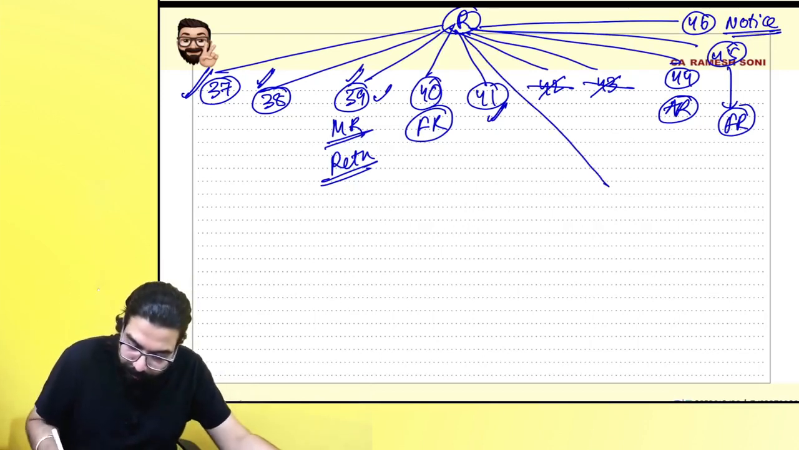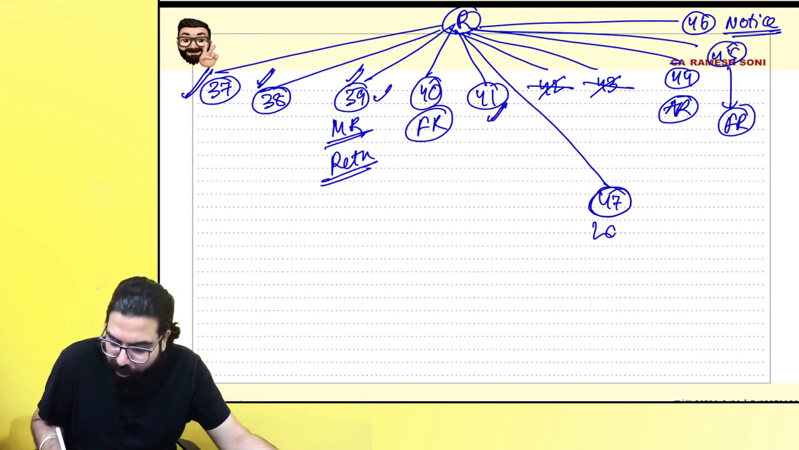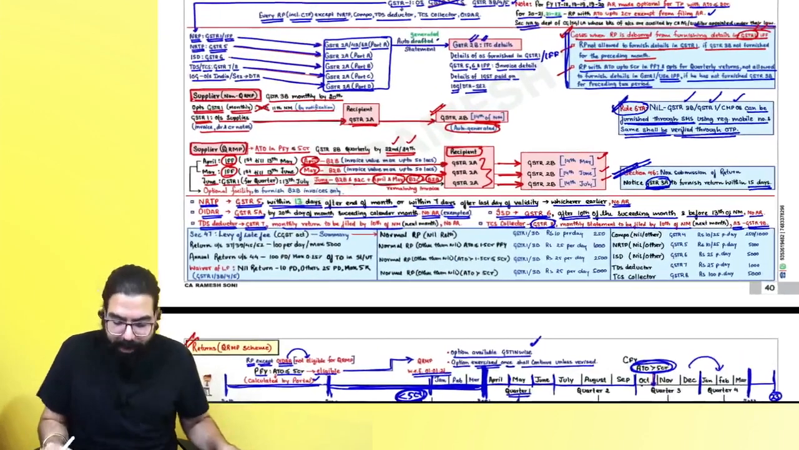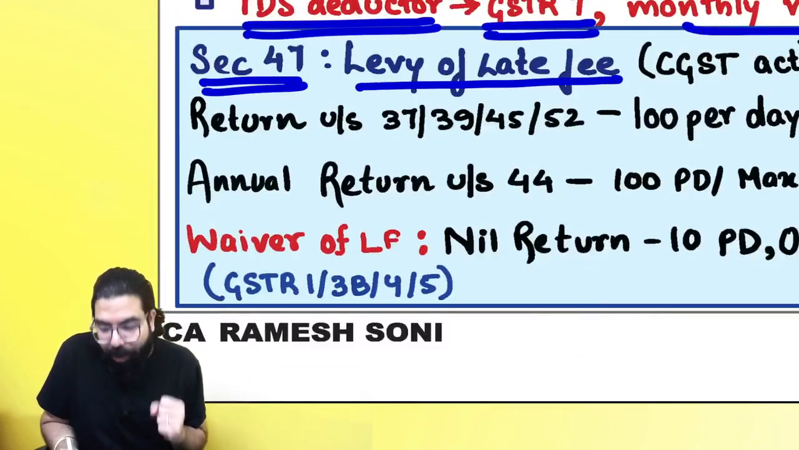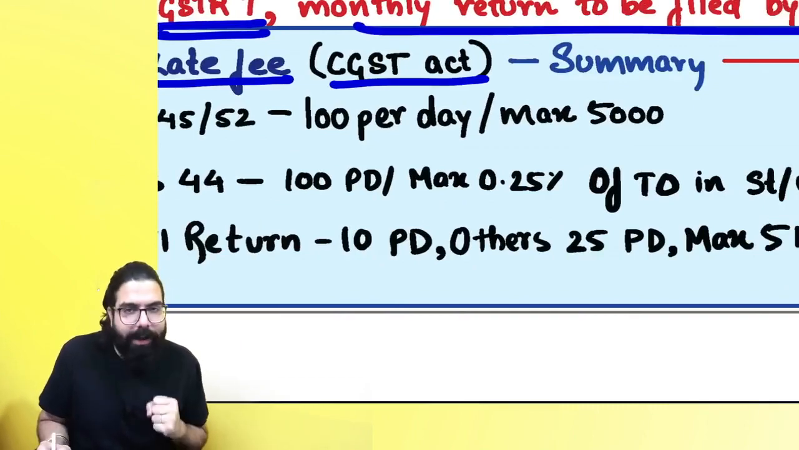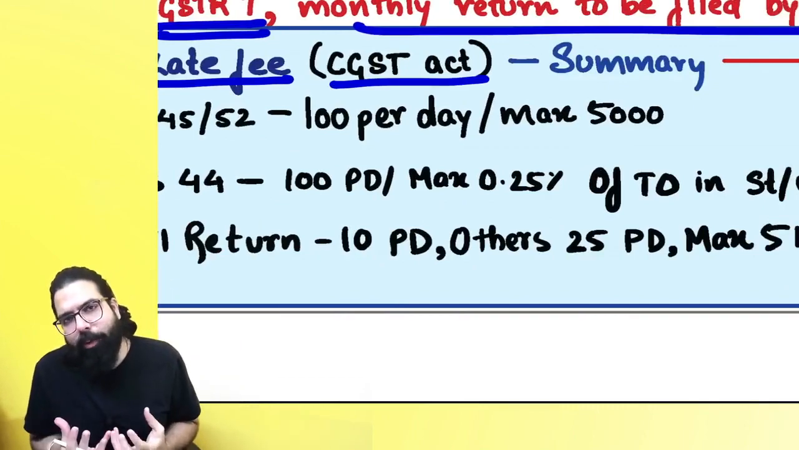Everyone over here now. Now we have section number 47, which talks about the late fees. Let's go ahead and speak about the late fees. Everyone over here now. Section number 47 talks about the levy of late fee, that is, the GST Act has gone ahead and under the GST Act I am going ahead and talking about.